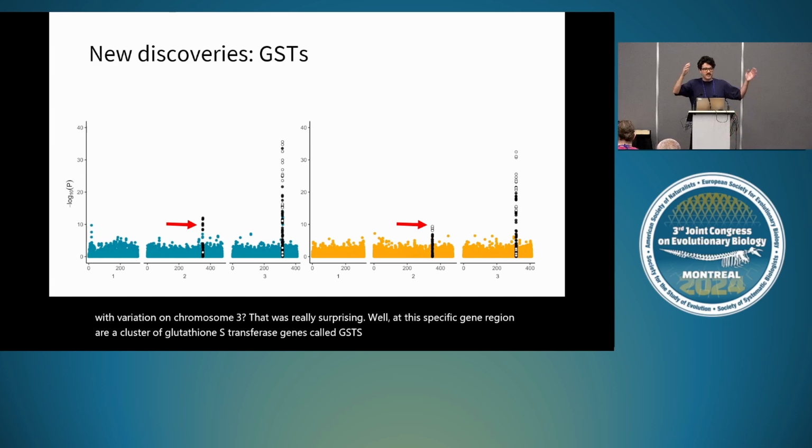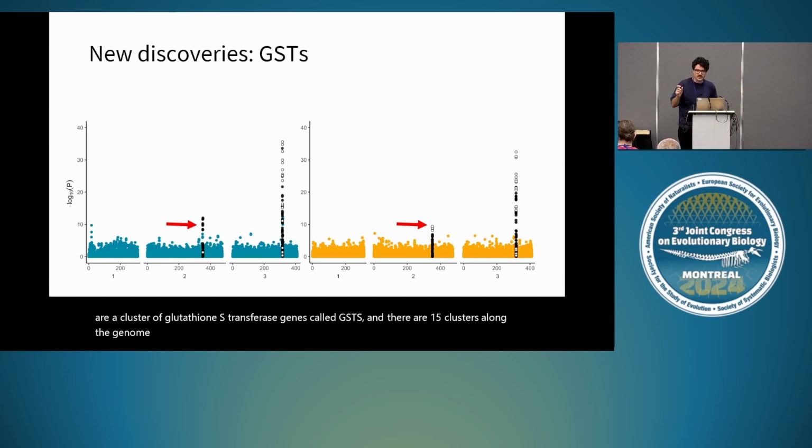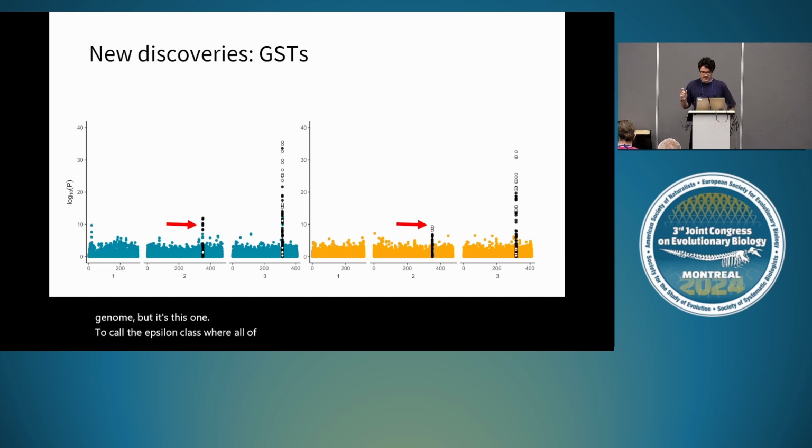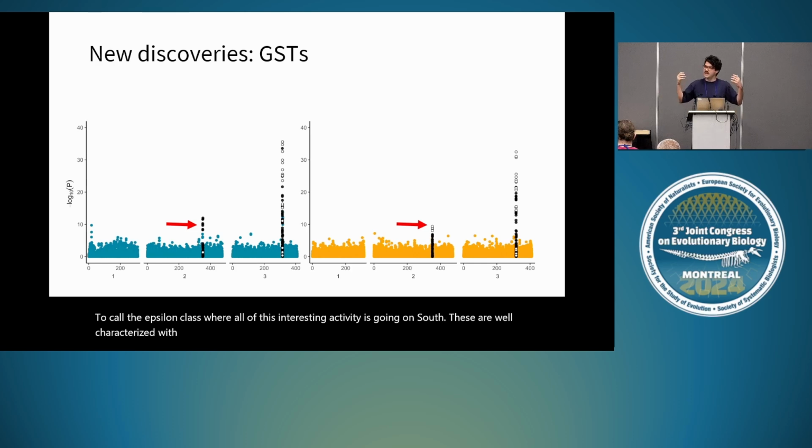And there are 15 clusters along the genome, but it's this one cluster called the epsilon class where all of this interesting activity is going on. So these are well characterized in terms of insecticide resistance generally, but not in this exact way. So we knew that they were associated, but not necessarily that they had an enormous effect. And I'll show you what I mean by that.